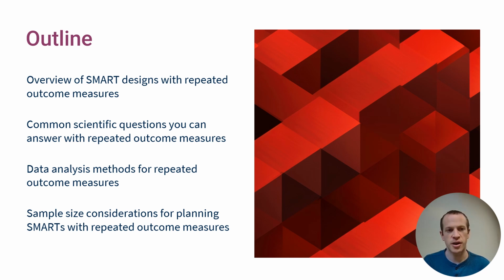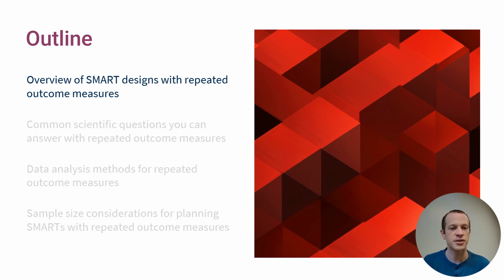The structure of the module will look like this. We'll have 4 sections. In the first section, I'll give an overview of SMART designs that have repeated outcome measures. Then we'll talk about the scientific questions that you can answer with this type of SMART. Then we'll go over the data analysis methods that you can use. They're similar to what you learned in the in-person days, but there are some special things you have to account for. And then lastly, we'll briefly talk about sample size considerations for planning SMARTs of this variety.